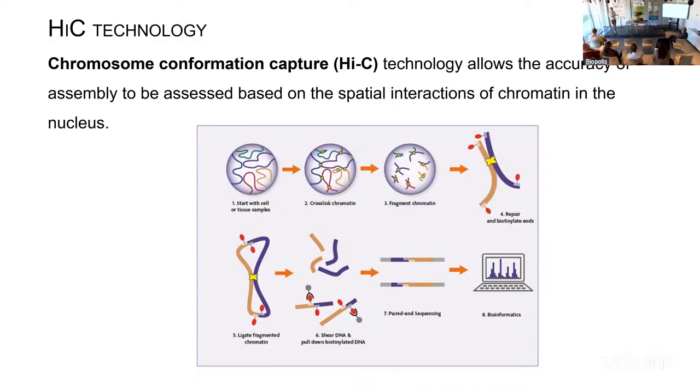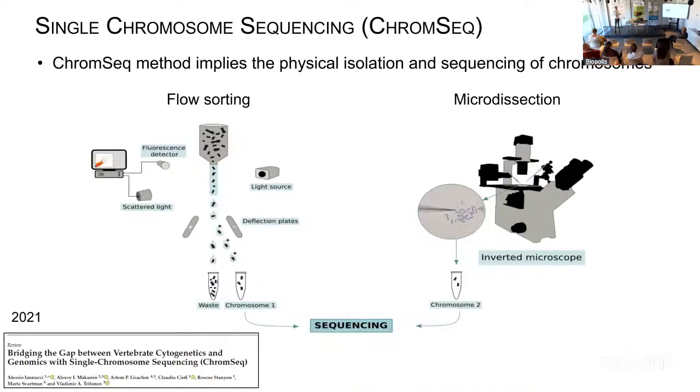Well, actually, there is a technique which is single chromosome sequencing that allows us to make a link between the karyotype and the genome. So single chromosome sequencing is very simple to understand. You basically physically isolate your chromosome, and then you sequence the genetic material of your chromosome, okay? So the sequencing is easy. It's just normal sequencing, usually in short reads. The difficult part is the physical isolation of the chromosome.